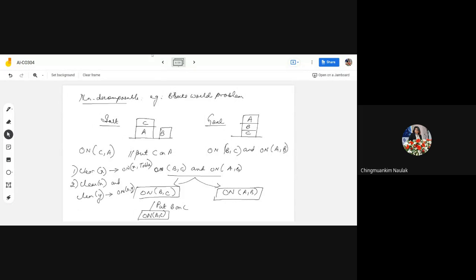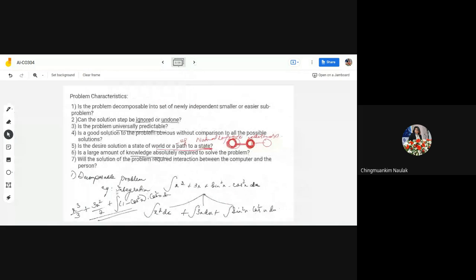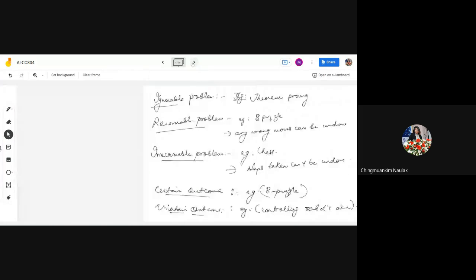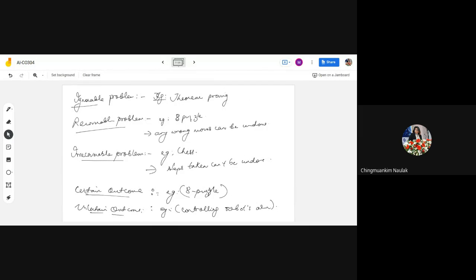This water jug problem actually comes under constraint satisfaction problems as well. But I am discussing it now because it also comes under the problem characteristics we covered last class, in the third point: whether the problem is universally predictable. There are two types, one with certain outcome and another with uncertain outcome. So under certain outcome you can add this water jug problem as well. The 8 puzzle we have already discussed, and the water jug problem we'll do today.